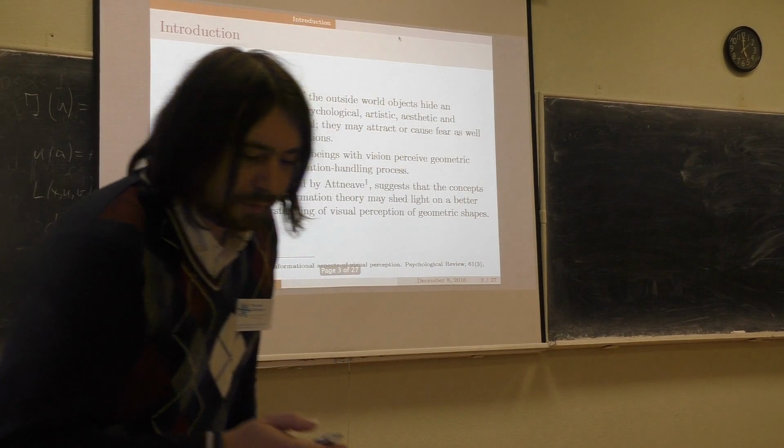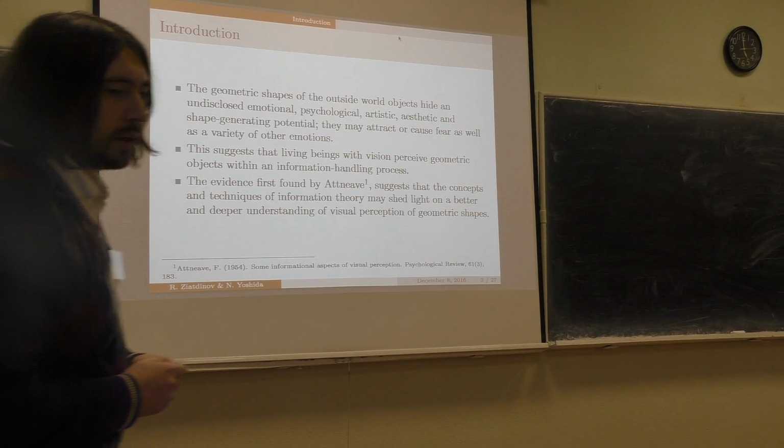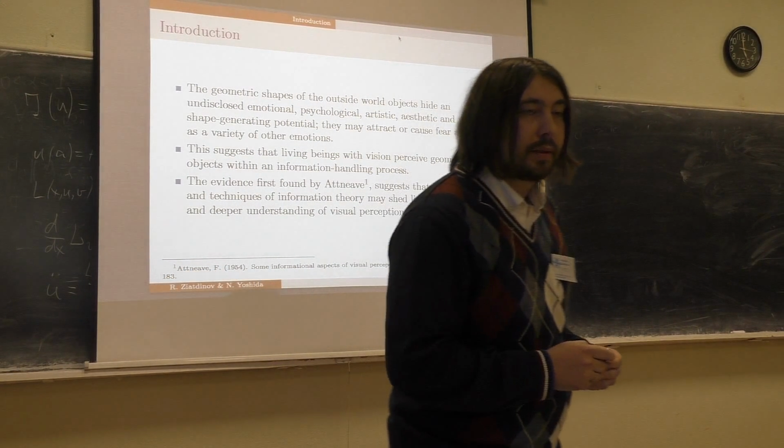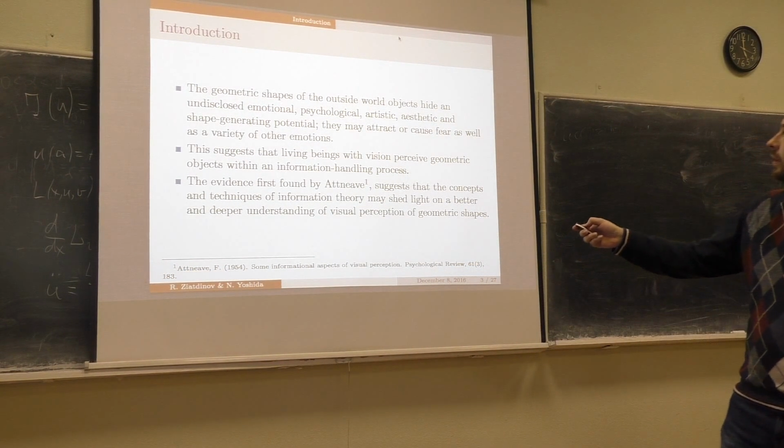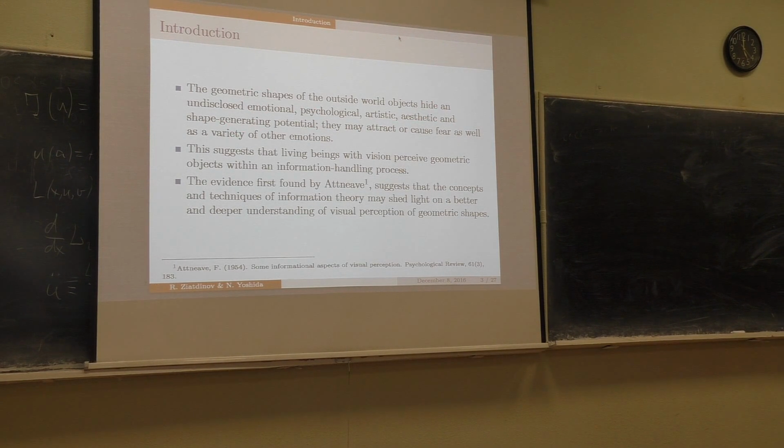So let's start. First of all, I would like to tell you that usually geometrical shapes of outside world objects hide undisclosed emotional, psychological, artistic, aesthetic, and shape generating potential. They may attract you with their shapes, or they can make you afraid of something. So it means they can cause fear as well as a variety of other emotions.